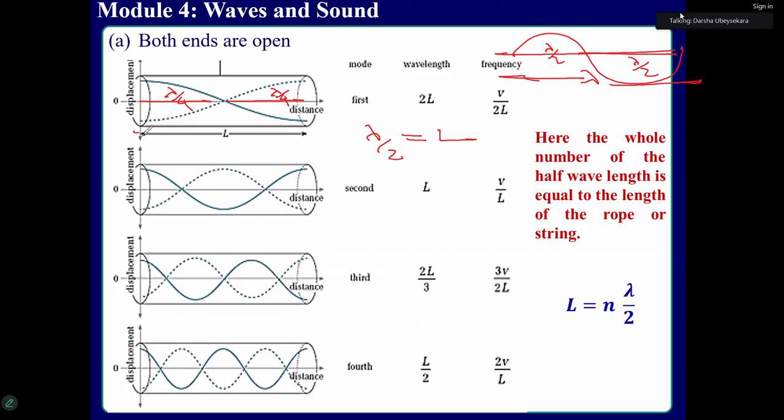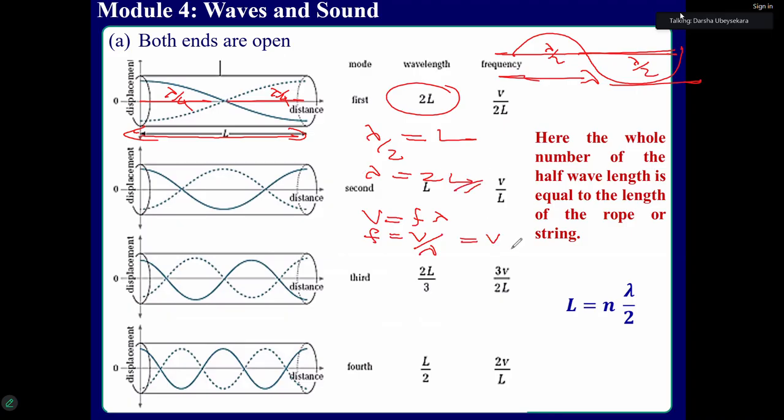Yeah, lambda over 2 is equal to L, no? Because the length of this tube is L. So then the wavelength is 2L. That is how this 2L has come. And frequency, we know that equation, the very famous and most important equation in waves, v equals f lambda. Therefore f equals v over lambda. Now we found lambda is 2L in this case, then f equals v over 2L. That is how this has come.